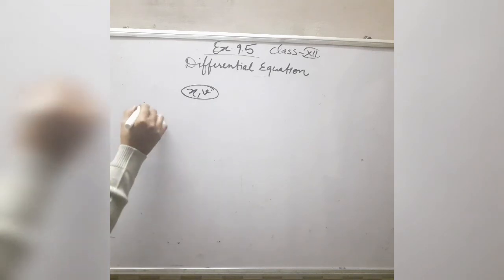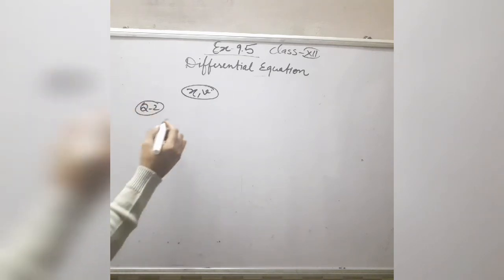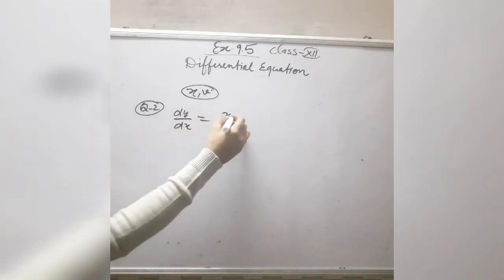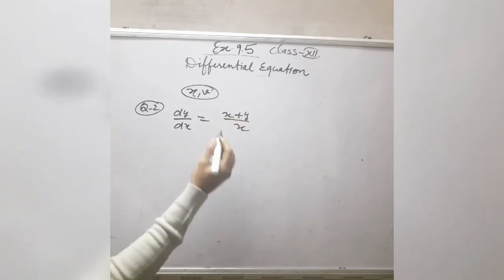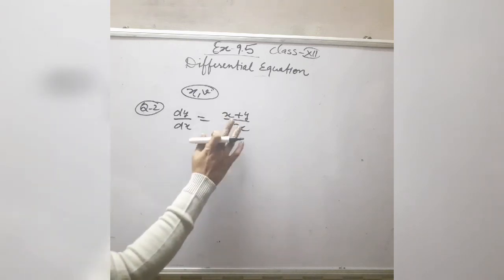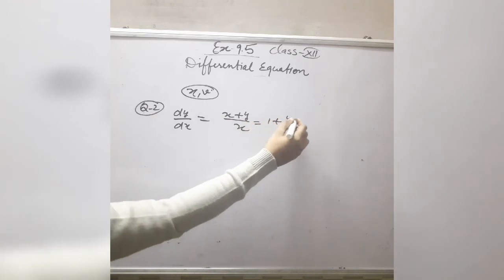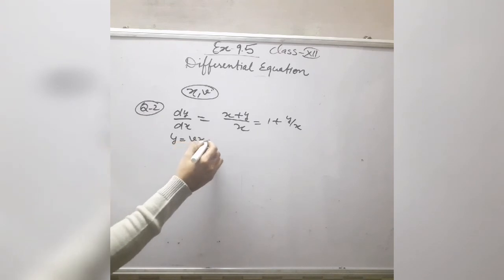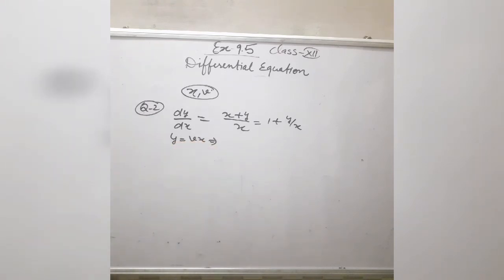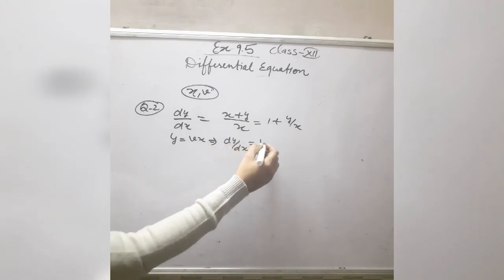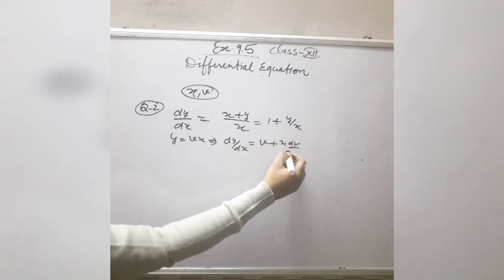Now see the next question, question number 2. In question number 2, the differential equation is y dash. y dash can be written as dy by dx, and this is equal to (x plus y) by x. If you see here, the degree of numerator and denominator is the same. So taking this x separately, it can be written as 1 plus y by x. So in this equation also you will put y is equal to vx. Differentiating both sides with respect to x, you will get dy by dx is equal to v plus x into dv by dx.